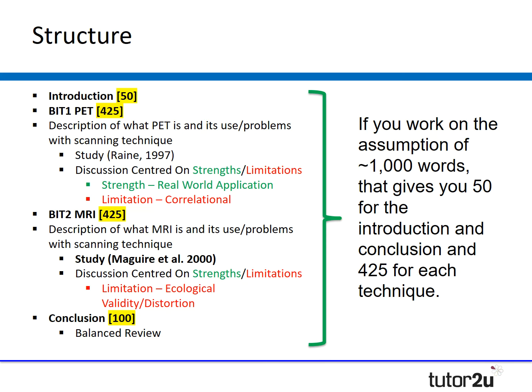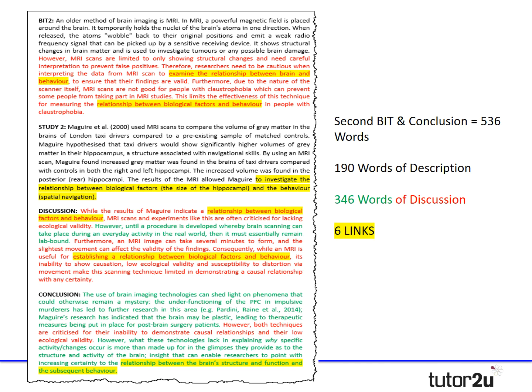So if we go back to my structure, you can see that I've achieved the first half of the essay. And as I say, I'm not going to read you the entire essay because that will become rather dull for you. But just to show you, the second half of the essay isn't too dissimilar. So this is the second half of the essay. We've got brain imaging technology 2, we've got MRI scans, some general criticisms of MRI. Study 2, and I've chosen Maguire in this case, a discussion centred around Maguire, mainly focusing on limitations, and then a conclusion which I will read to you in a moment.